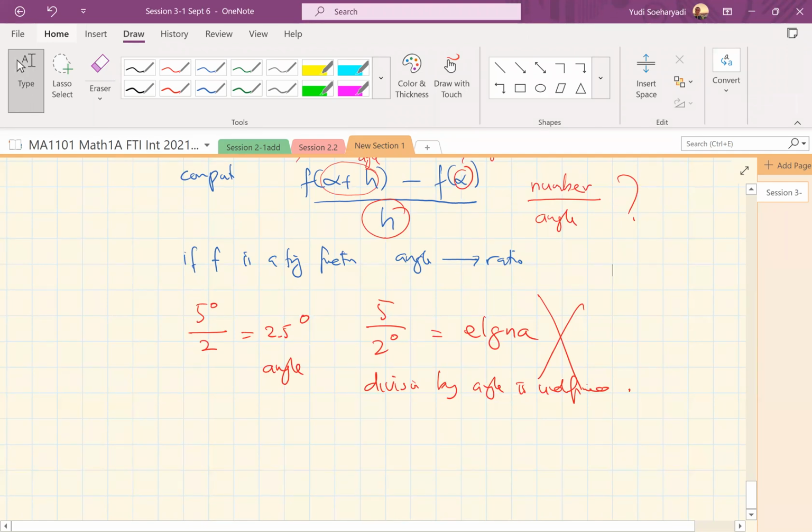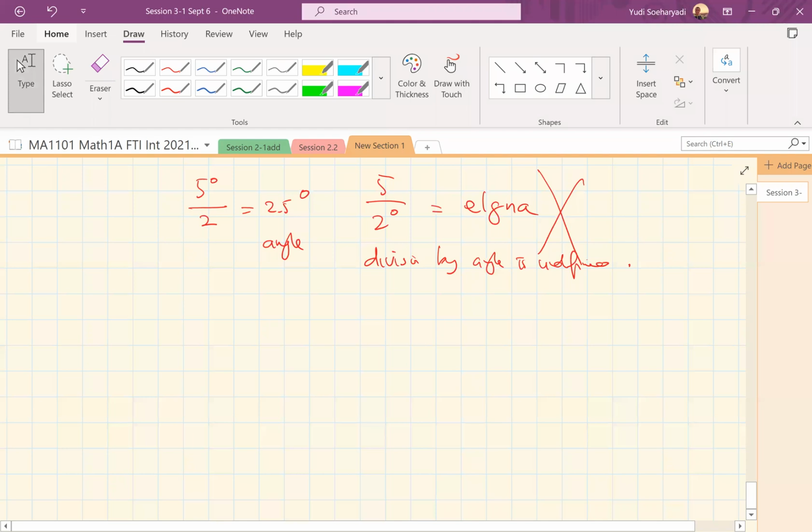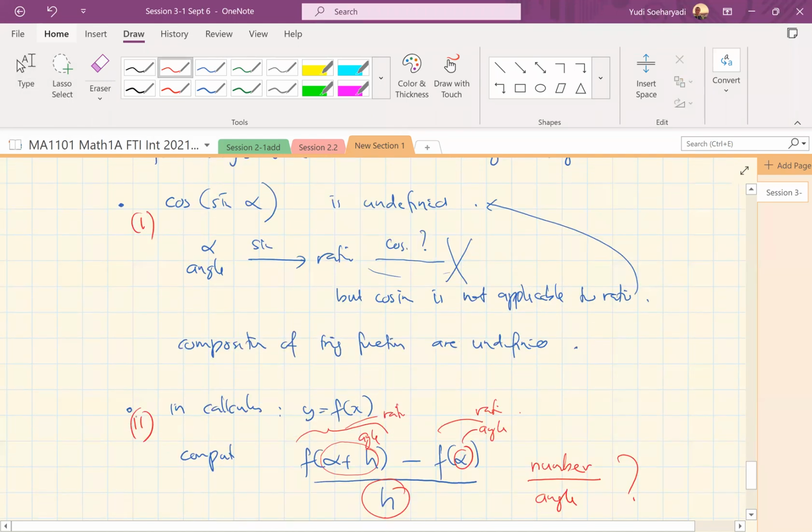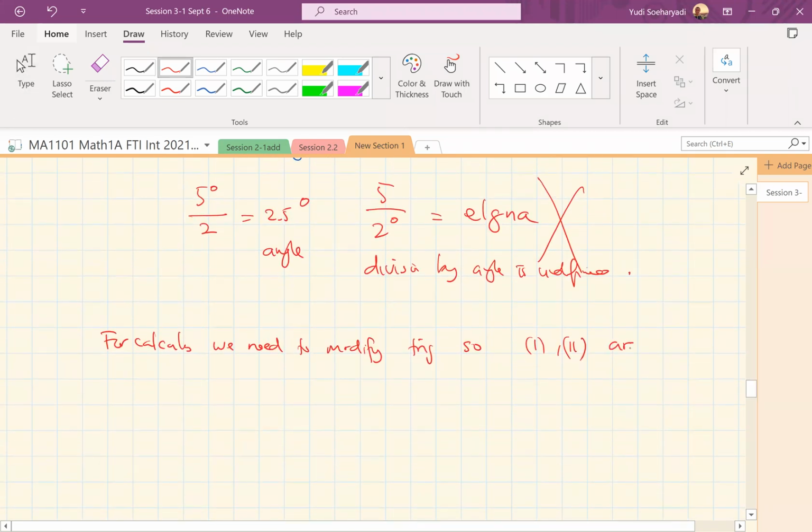So for calculus, we need to modify trig. So 1 and 2 are defined. We will modify the triangular trig, and we call it calculus trig.